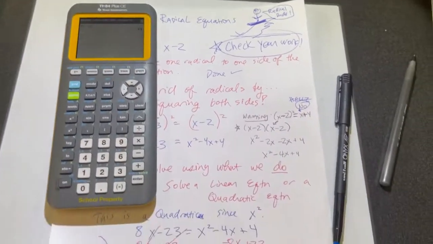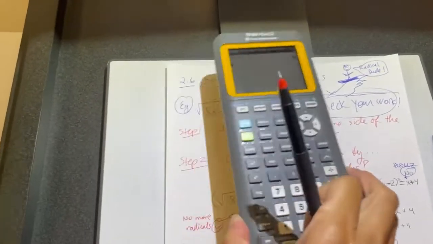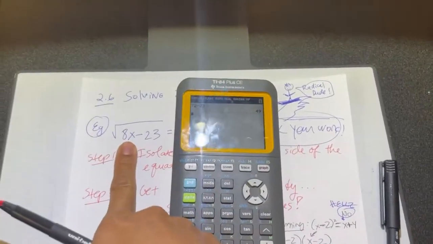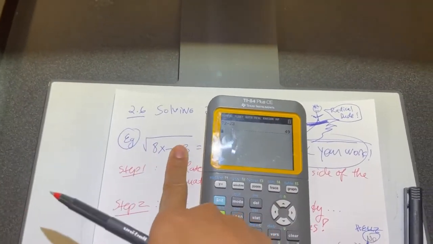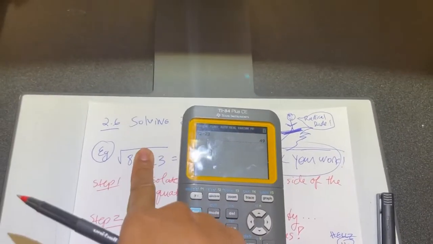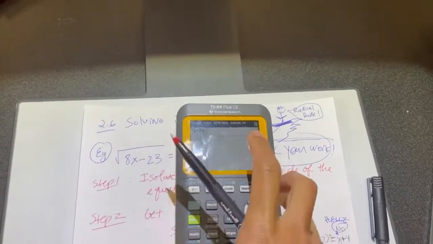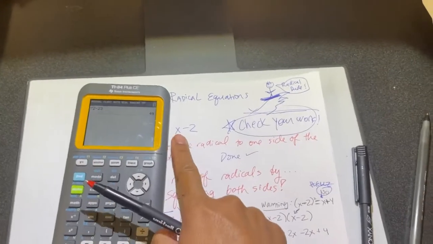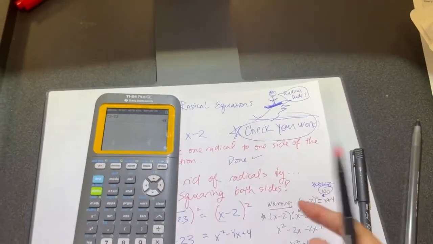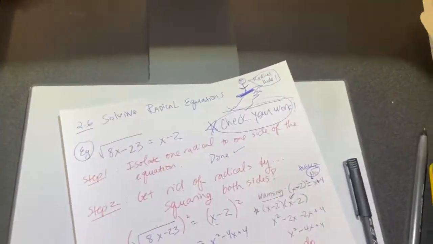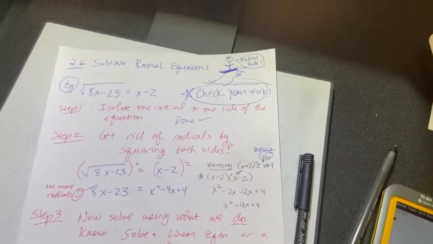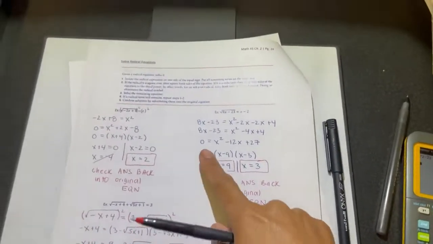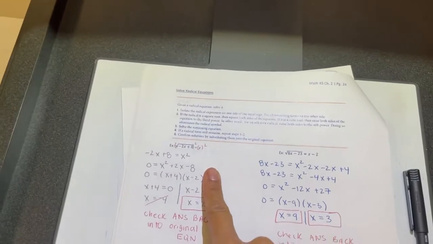So that works. If I plug 3 in here, what's 8 times 3? What's 24 minus 23? What's the square root of 1? So I get 1 on the left side. The right side, if I plug 3 in here, 3 minus 2 is 1, they work. So you're like, okay, why do I need to check it? What was your point?